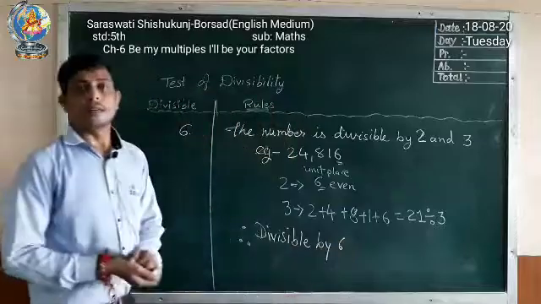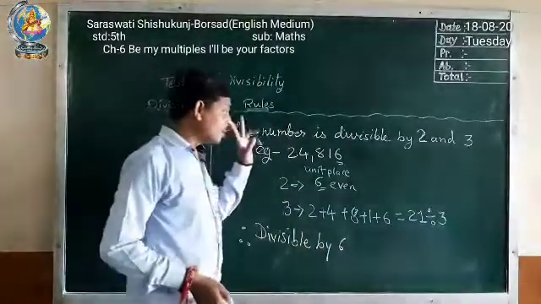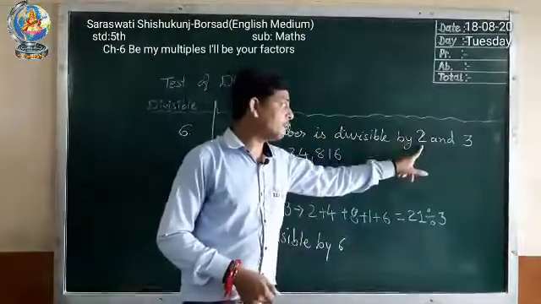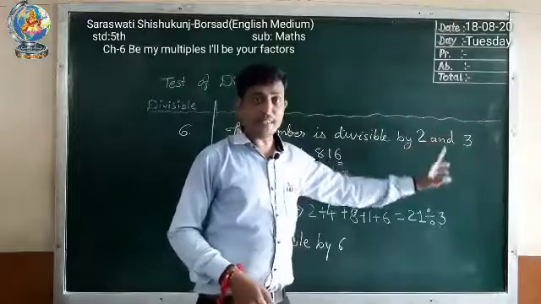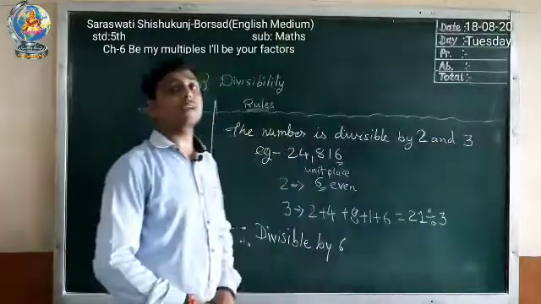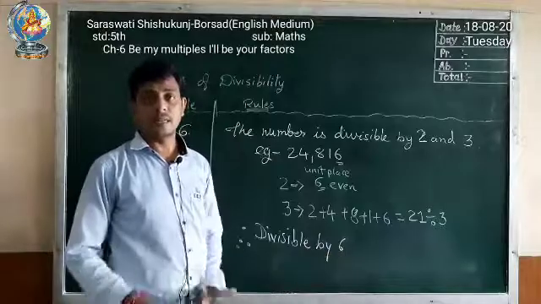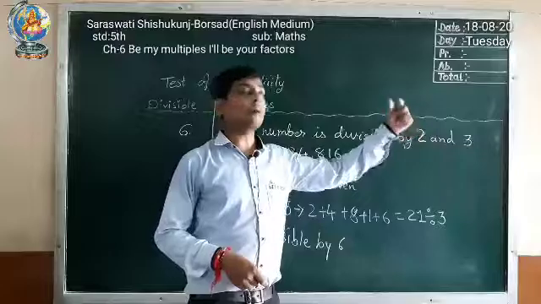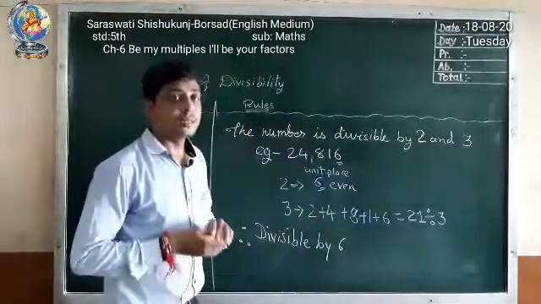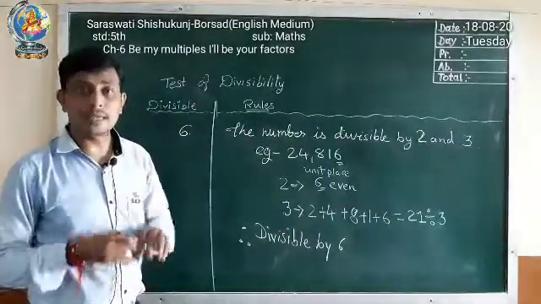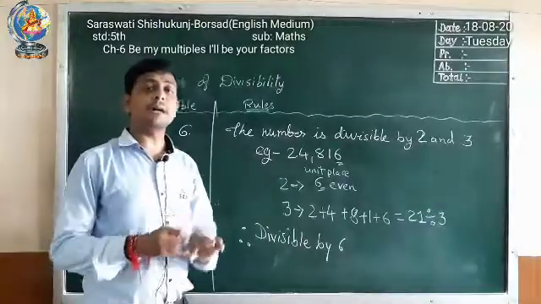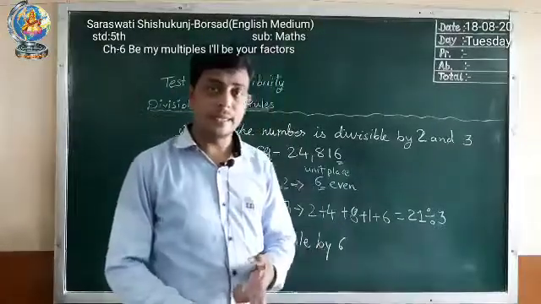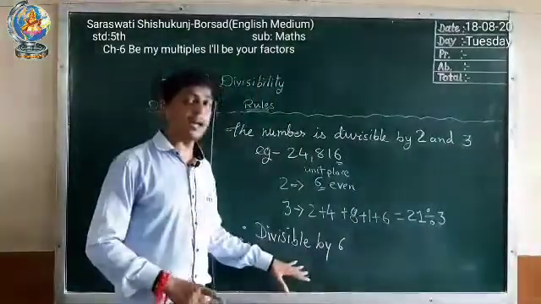Keep in mind that whatever the given number is, you have to check whether it is divisible by 2 and 3 both. If it is divisible by both numbers, then and only then it is divisible by 6. If it is divisible by only one number and it is not divisible by the other, then the given number is not divisible by 6. So what you have to keep in mind is that the given number must be divisible by 2 as well as 3. Then and only then it is divisible by 6.